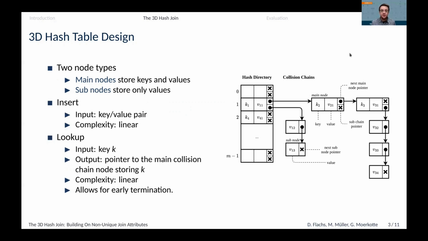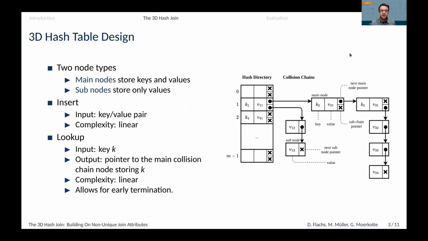When inserting a key value pair, we must first perform a lookup of the key to see if it's already present. Therefore, the complexity of the insert operation is linear in the length of the main collision chain instead of constant as for the standard chaining hash table.